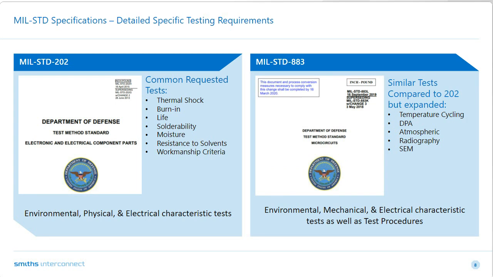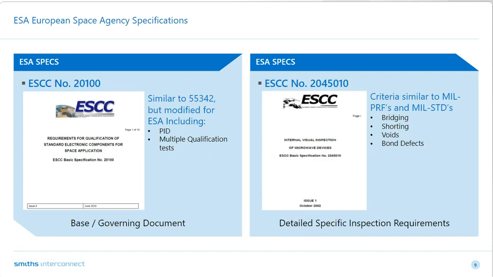883 is a little bit larger and more encompassing, where it has other tests like temperature cycling, destructive physical analysis, which is DPA, atmospheric testing, radiographic, X-ray testing, SEM for cross-sectioning. Again, very common in our industry. And that is on the domestic side.